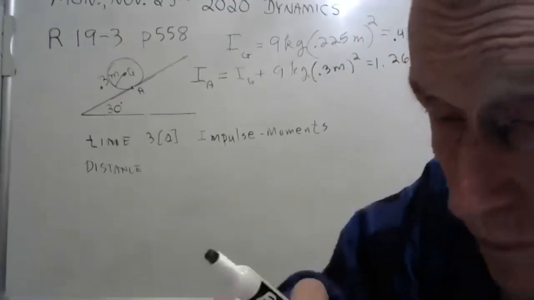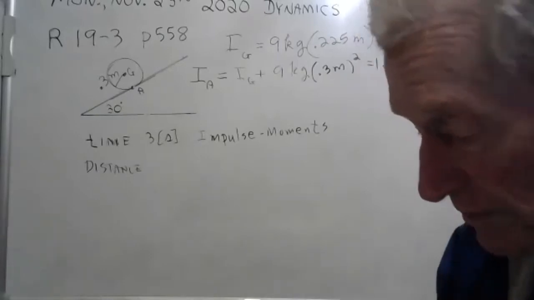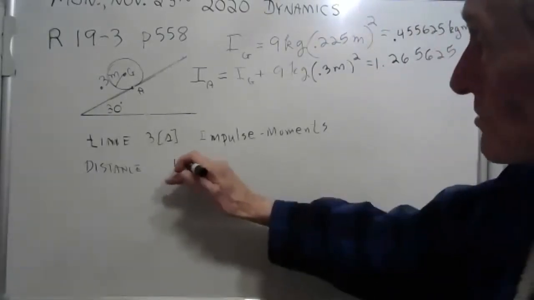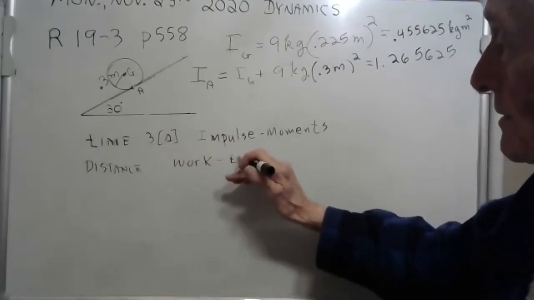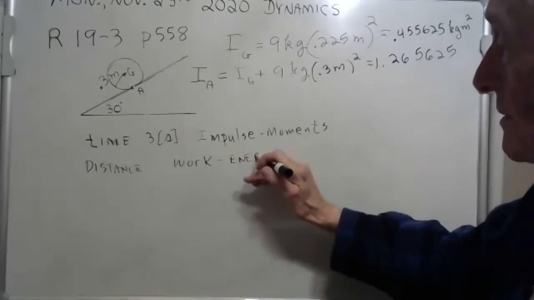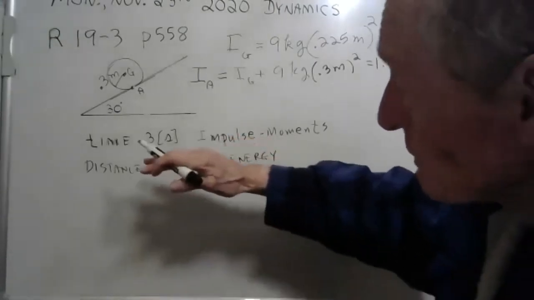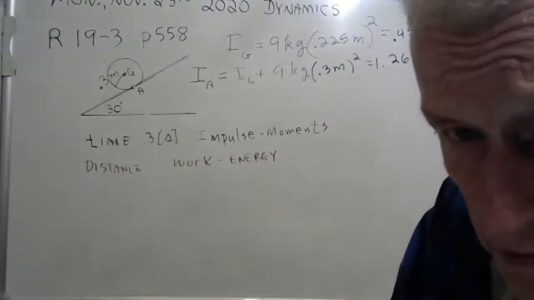Hello. Hey, Braxton, which method do you use if they give you the distance? I believe it's work energy. That's it. You use the work energy method. There are 4 methods, but when they give you the time, you should use the impulse momentum method.